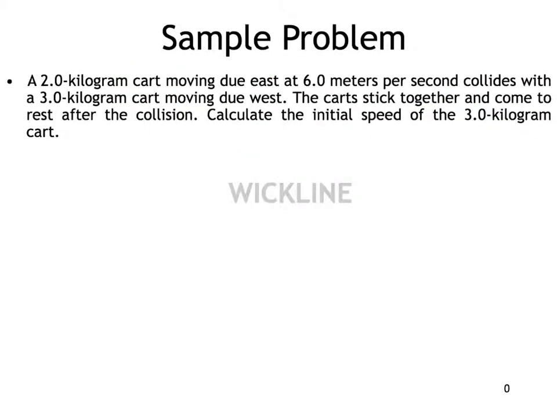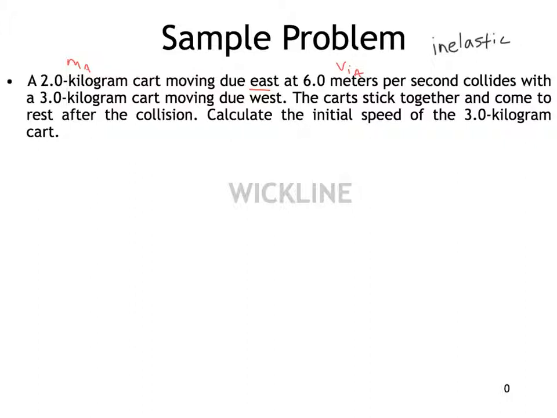Okay, so we're going to do another sample problem now, but this one's going to be for an inelastic collision, so the structure of the problem is going to be very different. We'll start with the usual strategy of labeling values as we see them. So we have a 2 kilogram cart moving due east. I'll call this MA. And again, there's going to be an east-west issue here. And it's moving at 6 meters per second, so that's going to be my VIA.